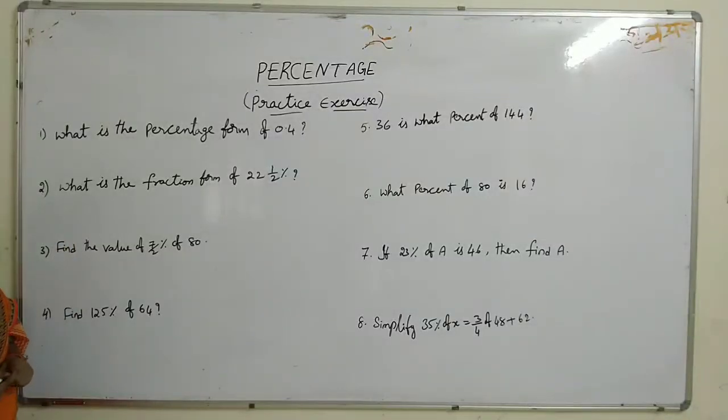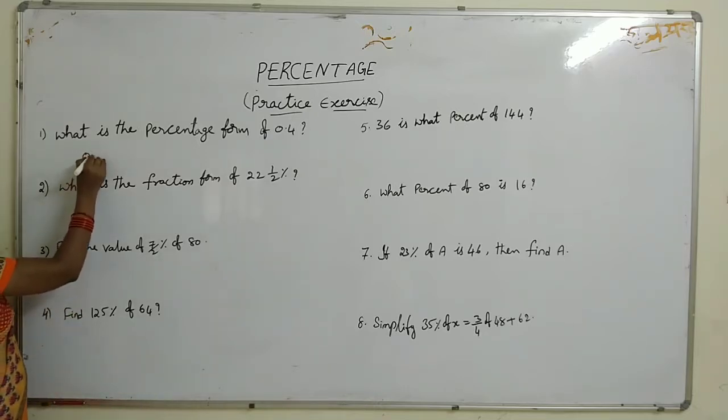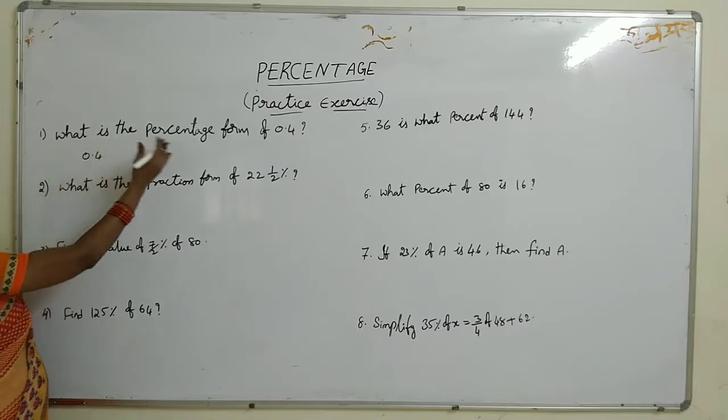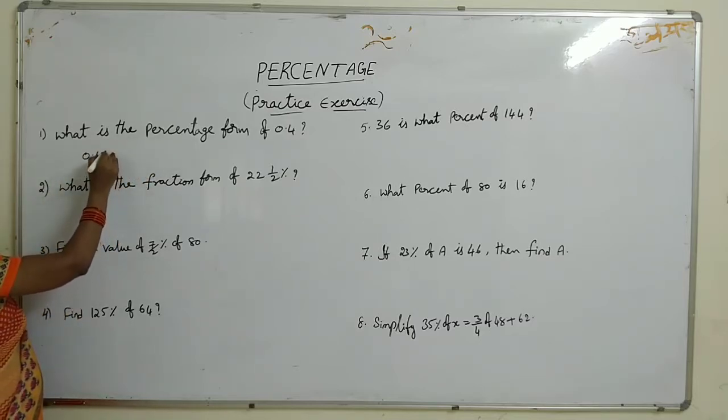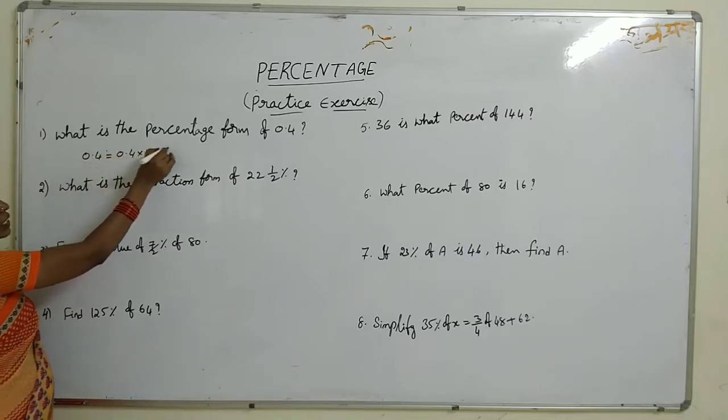Practice exercise in percentage topic. Question number 1. What is the percentage form of 0.4? So 0.4 is the decimal form. We have to convert it into a percentage. To convert into a percentage, we should multiply by 100 and keep the percentage symbol.